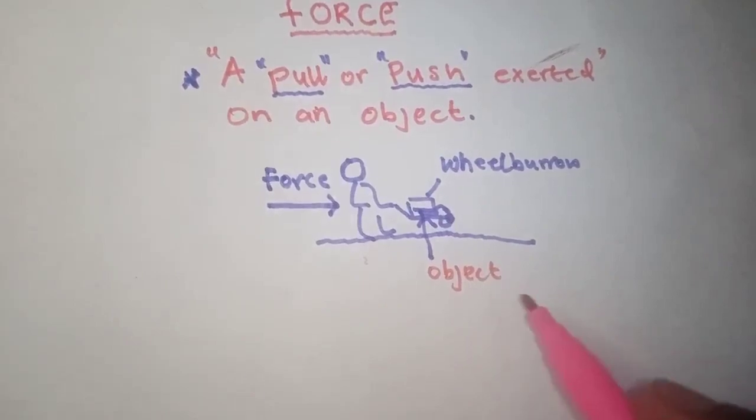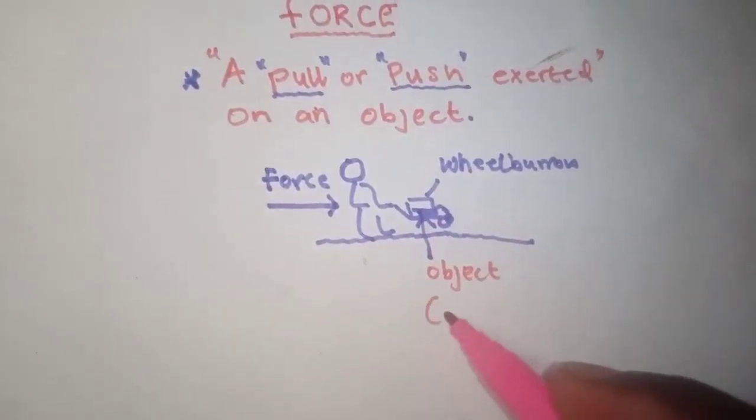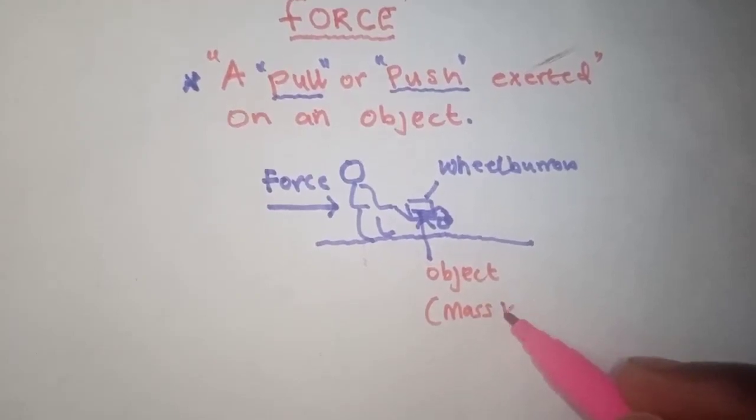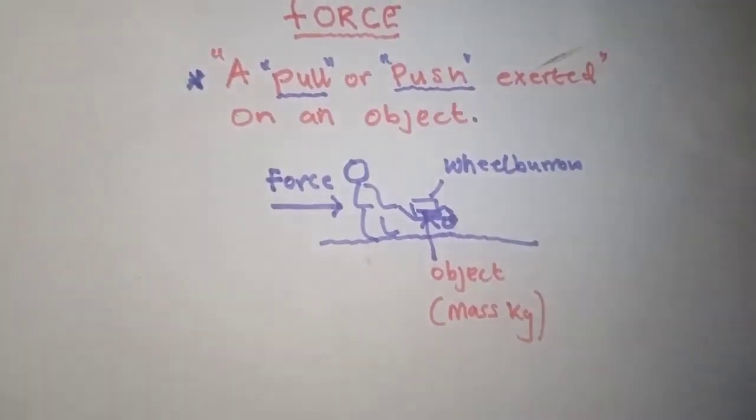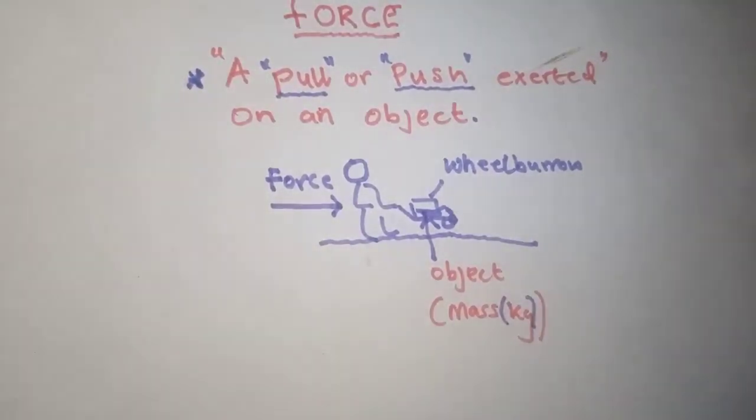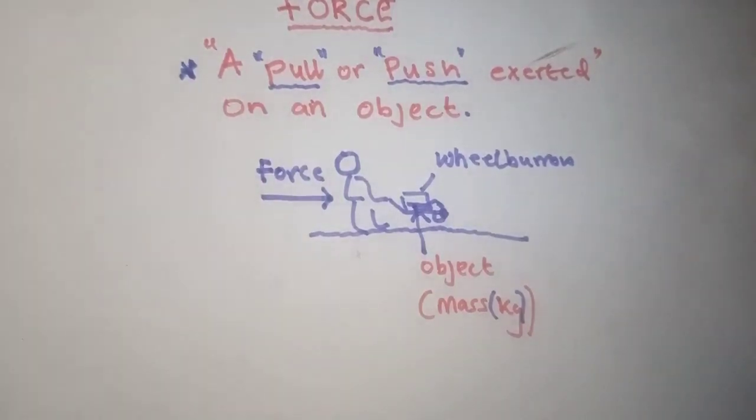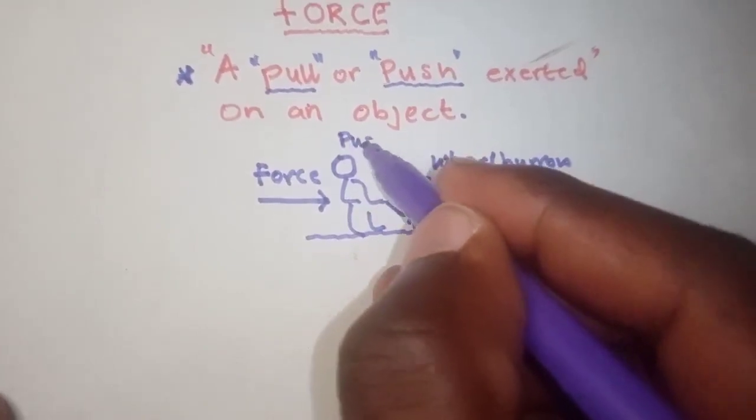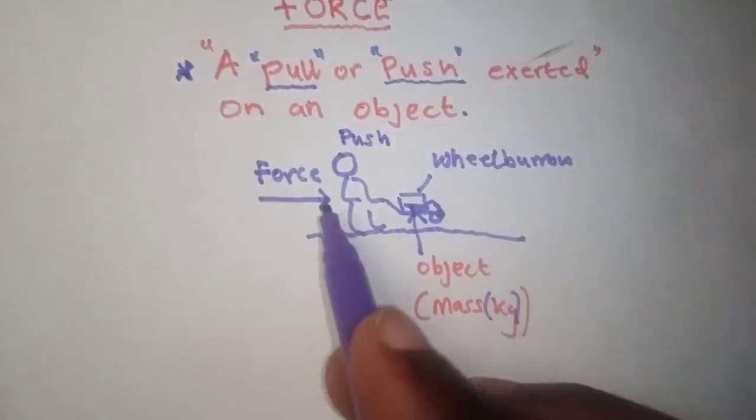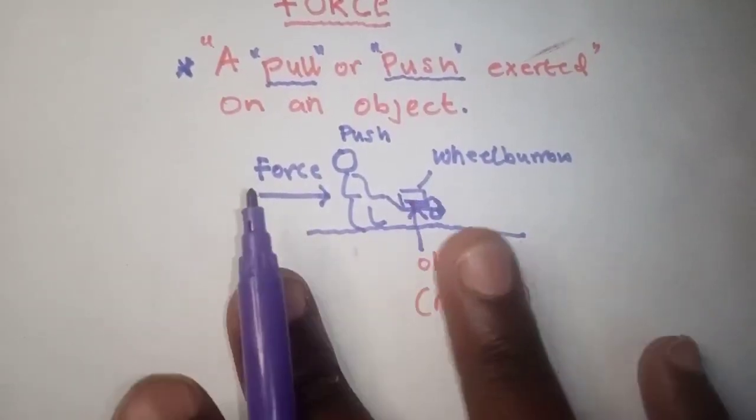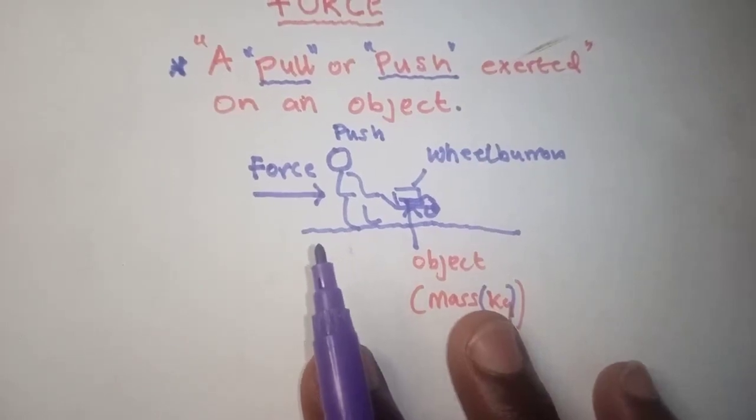Because this is the object, it has a certain mass in kilograms. Here, the type of force being applied is simply pushing. It's a push. So he's applying a force on the object.